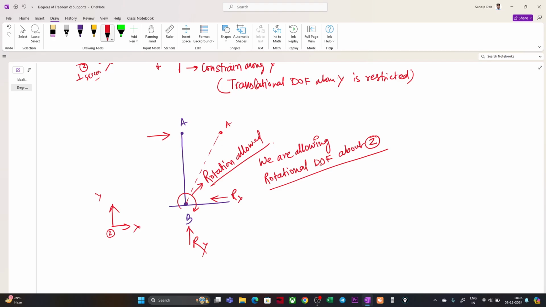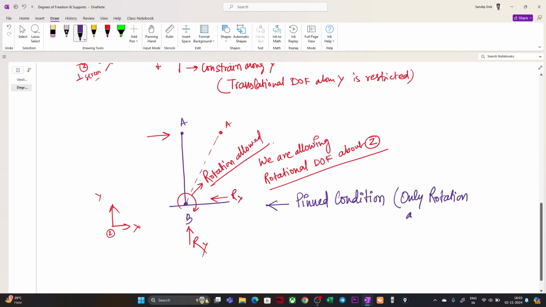So this kind of condition, we call a pinned condition. I am talking about a 2D space. In 3D space also it is the same. Only rotation is allowed. No translation is allowed in any direction, right? So we say that only rotation is allowed. So you call this a pin support.